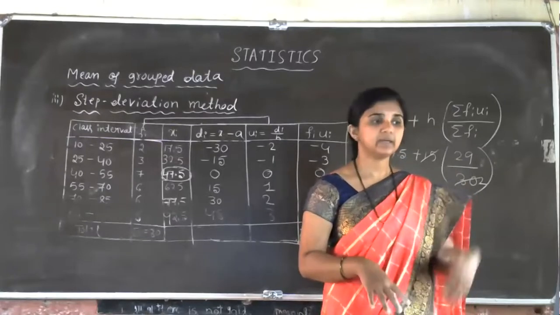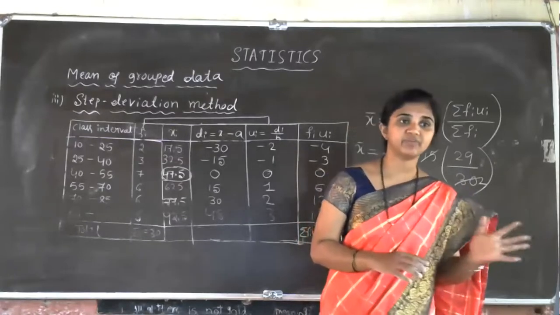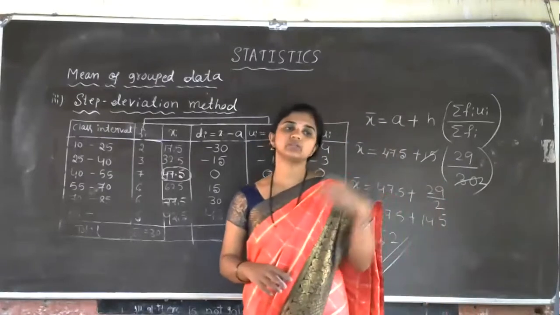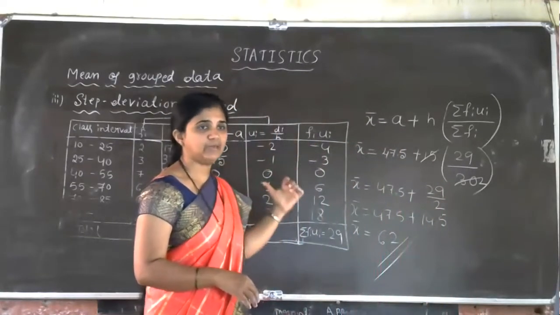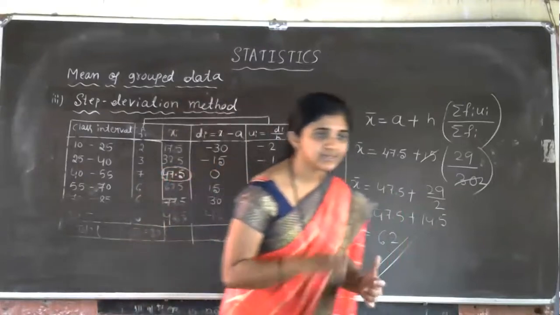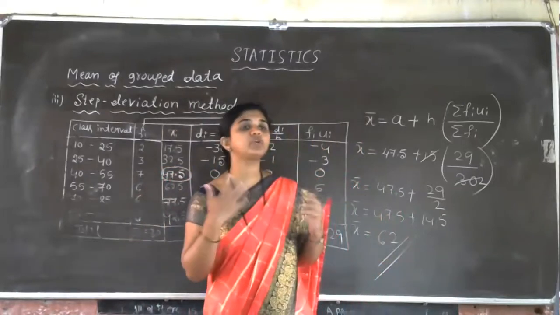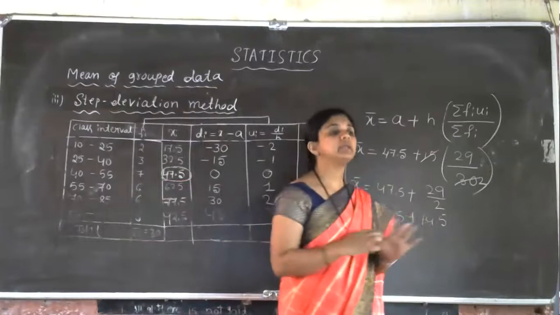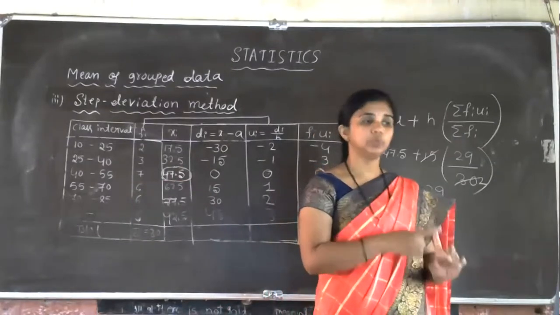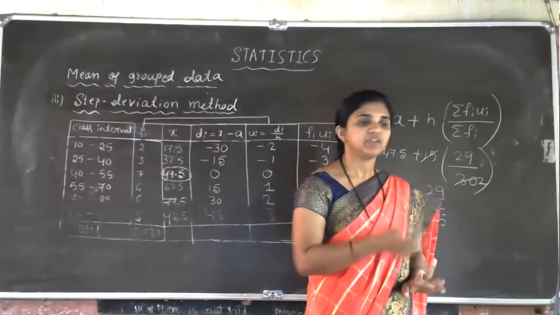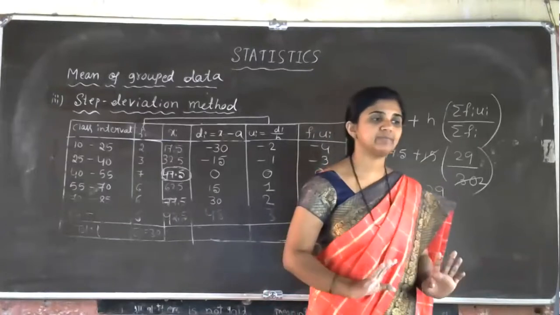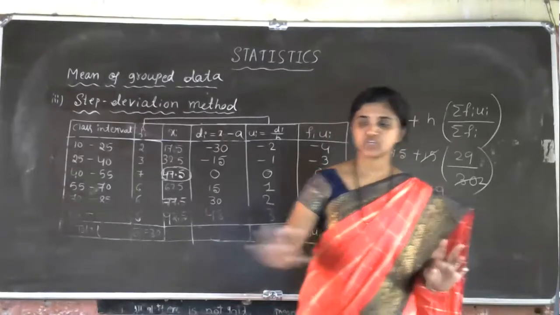But for the mean topic, even with different class sizes, you can start with the step deviation method. You will get the accurate value of the mean. Is that clear, students? This is about the mean of grouped data. So we learned the direct method, assumed mean method, and step deviation method. If you have any confusion, you can send me now. Otherwise, we'll share the page now.